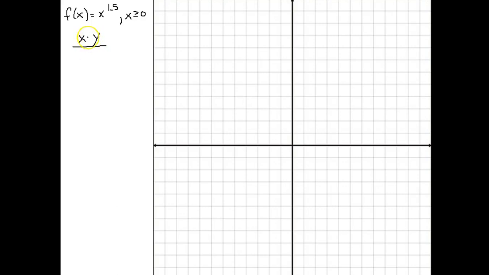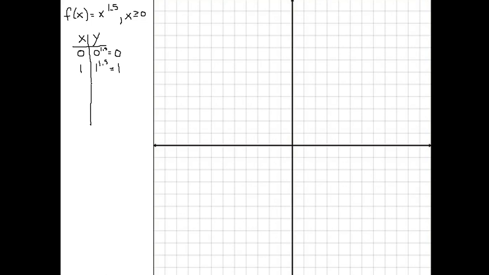Okay, so they told us to go ahead and use x greater than or equal to 0. So I'll start with 0. If you put in 0 to the 1.5, you're going to get 0. I'll try putting in 1 to the 1.5, you're going to get 1. Put in some other values. You want to put in enough values to get a really good idea of what the curve looks like. If you don't put in enough, then it's hard to tell.